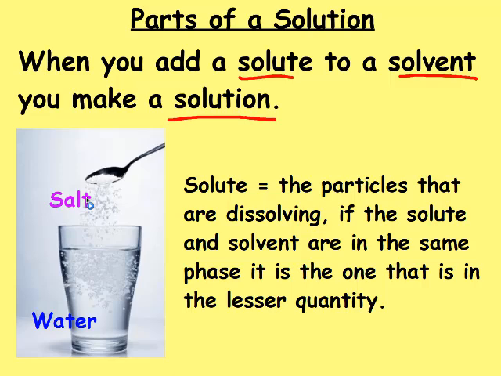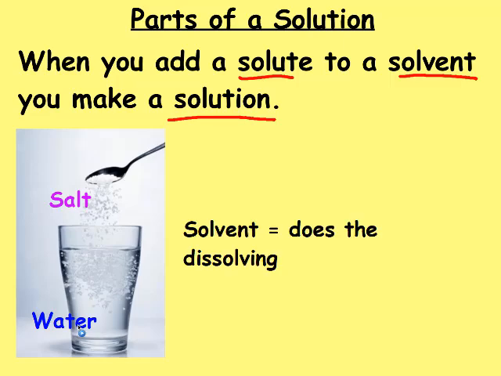If we have the solute and solvent in the same phase, as in they're both liquids or both gases, it's the one we have lesser of. But if we have a solid and a liquid, the solid will be the solute. The solvent is what does the dissolving. So in the case of salt water, salt would be our solute, water would be our solvent, and the solution would be salt water.